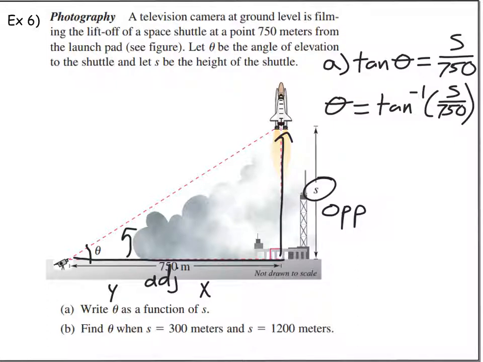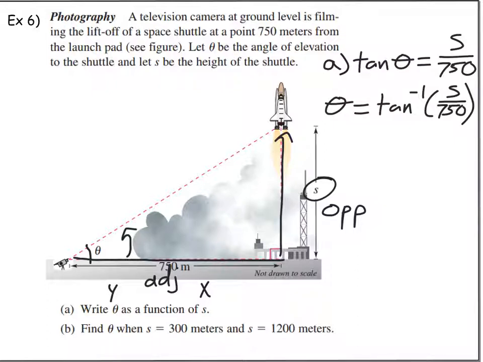What we have there is you could take s, any height of the shuttle that you want, after its launch, plug it in, divide by 750, take the inverse tangent, and you've got the angle that the camera should be at.